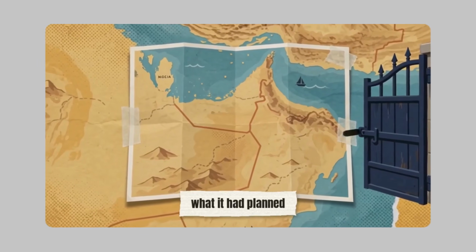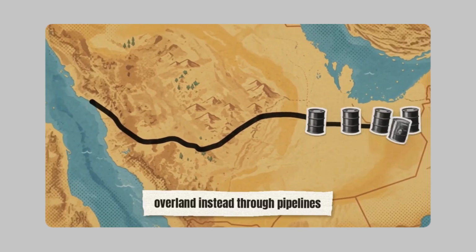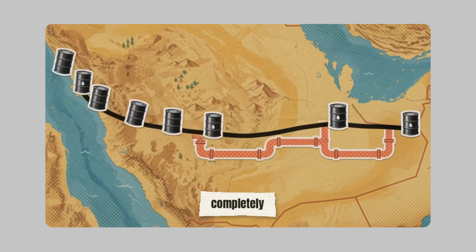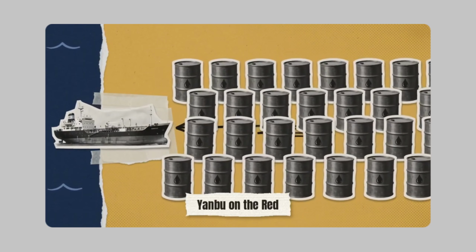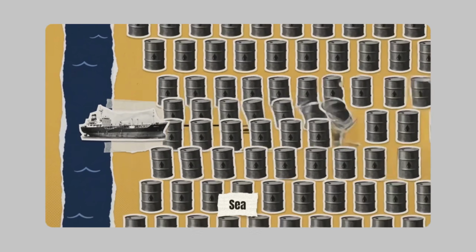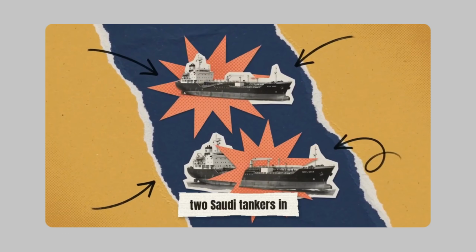So the Gulf did what it had planned for decades and sent its crude overland instead, through pipelines that skipped the strait completely. Saudi Arabia pushed 7 million barrels a day across the desert to Yanbu on the Red Sea, carrying almost all its exports. Then Houthi missiles struck 2 Saudi tankers.